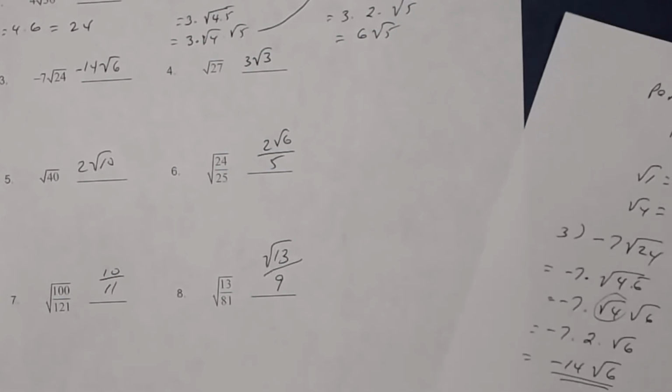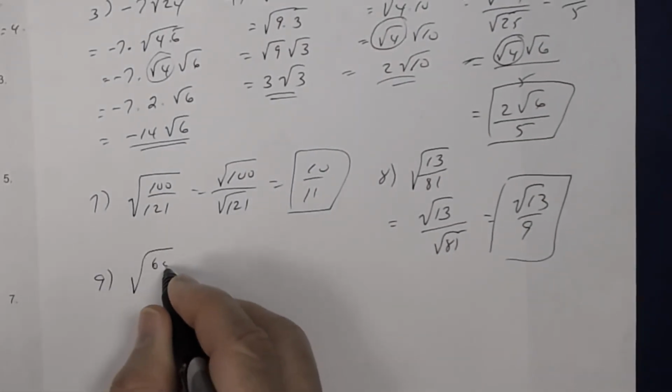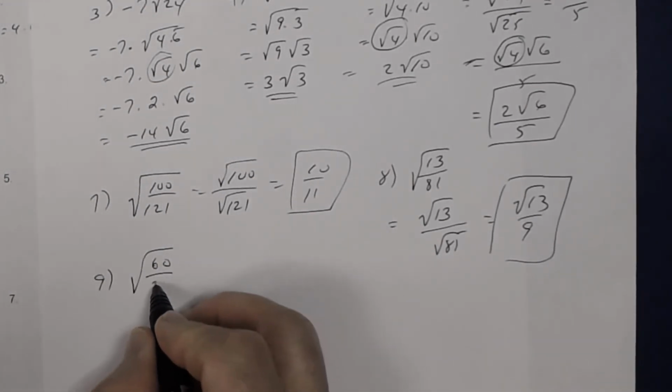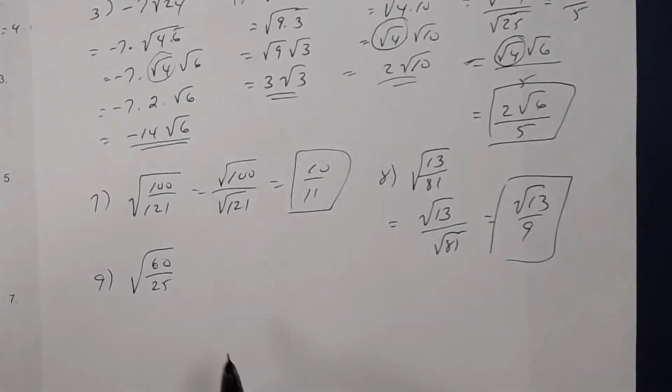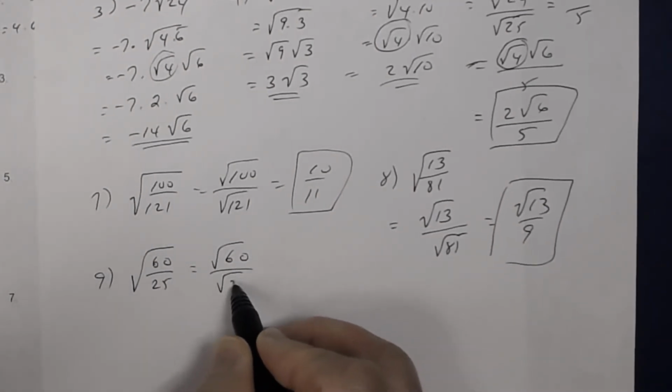Okay, let's look at number 9. You have the square root of 60 divided by 25. I can rewrite this as the square root of 60 divided by the square root of 25.